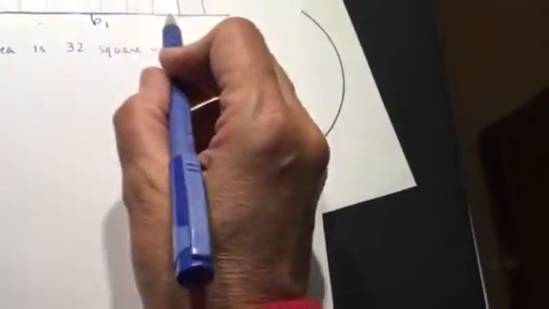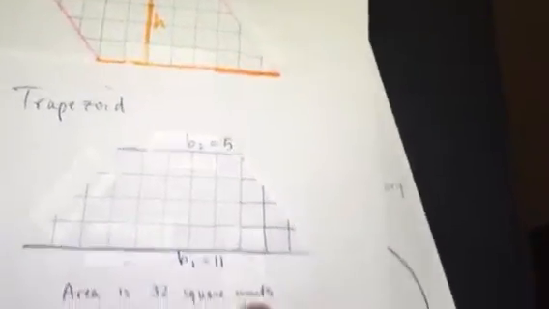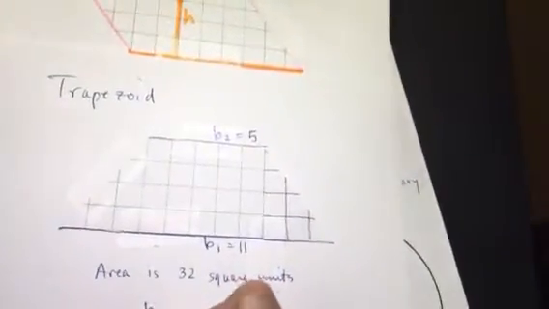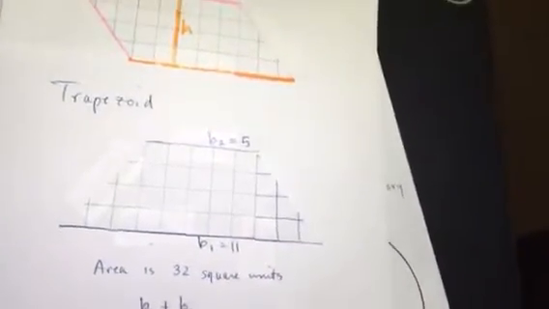And what I could do, if I look at B1, is count it: 1, 2, 3, 4, 5, 6, 7, 8, 9, 10, 11. B1 is 11. B2, from corner to corner, is 1, 2, 3, 4, 5. So B1 is 11, B2 is 5. If I add those together, what do I get? 16.